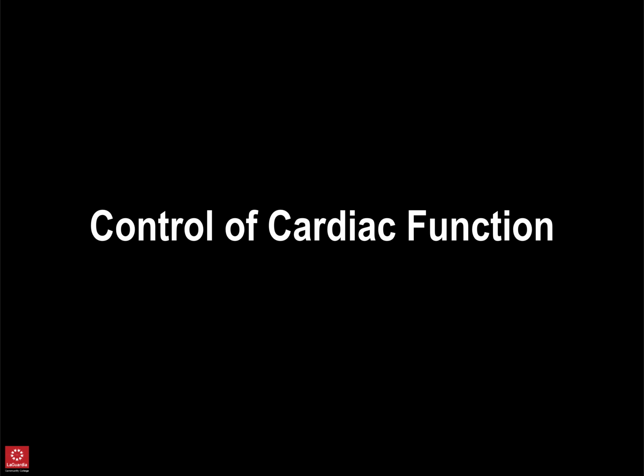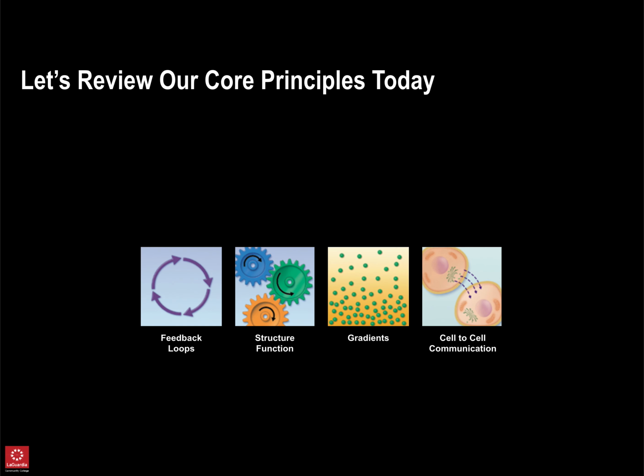Let's talk about the control of cardiac function. So again, let's start off as we always do by reviewing our core principles. There are four core principles that we need to know to understand anatomy and physiology. If we understand these four core principles, many of the things that we come across will make sense to us. So there are four core principles, including feedback loops, structure and function, gradients, and cell-to-cell communication.